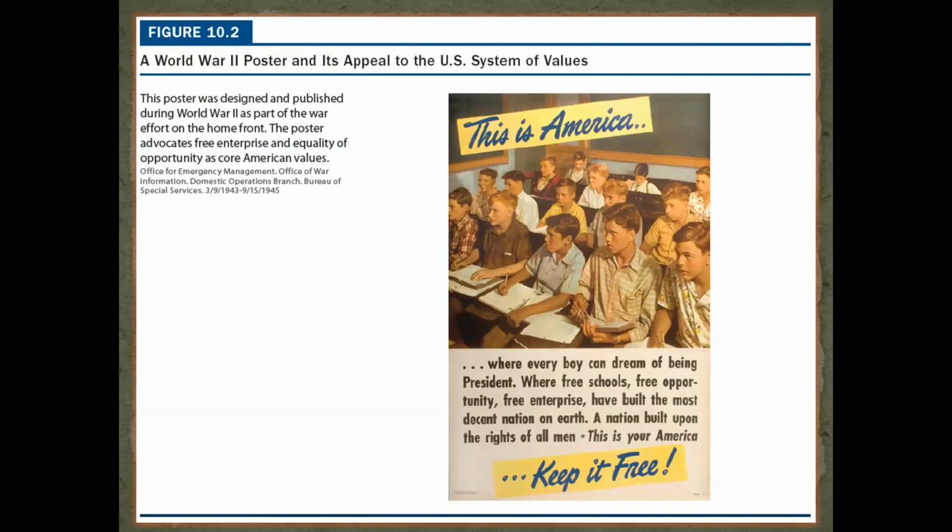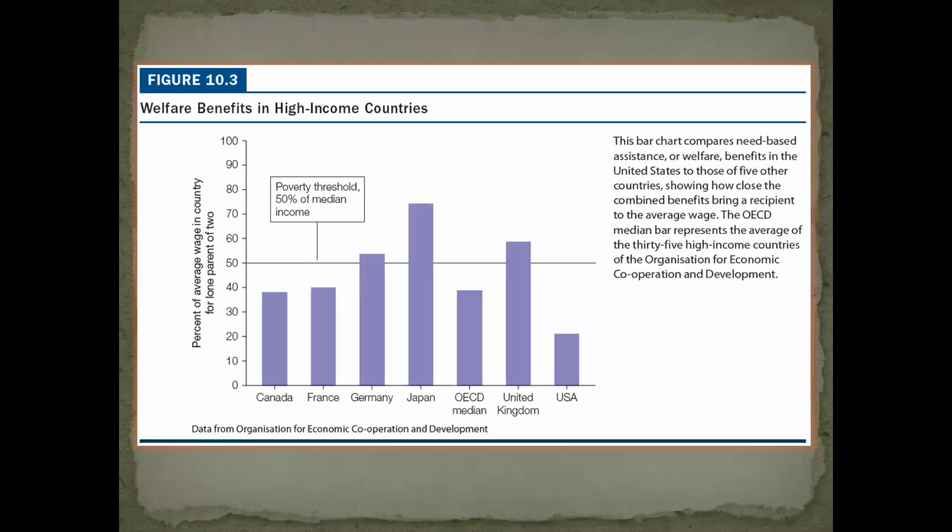So again, just talking about different economic and governing systems we fought over back in the day. Pause it to look at this map if you would like to see the welfare benefits in high income countries. This shows the United States compared to other countries and where our poverty threshold is and how many welfare benefits are provided by the government.